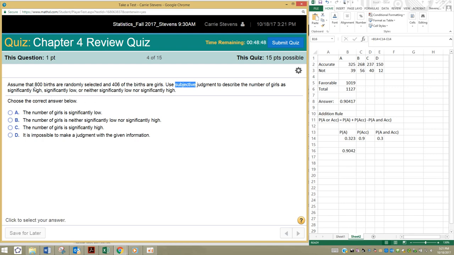Assume 800 births are randomly selected and 406 of the births are girls. Do you think that's significantly high or low or neither? Subjectively, I'm looking at that and I'm going, that's about half. Half, 400 girls, 406 girls out of 800, that's about half. So that doesn't seem significantly low or high to me. It's more than half, so it's not significantly high. So I will say, since it's close to half, I'm going to choose neither. The number of girls is neither significantly low nor significantly high.